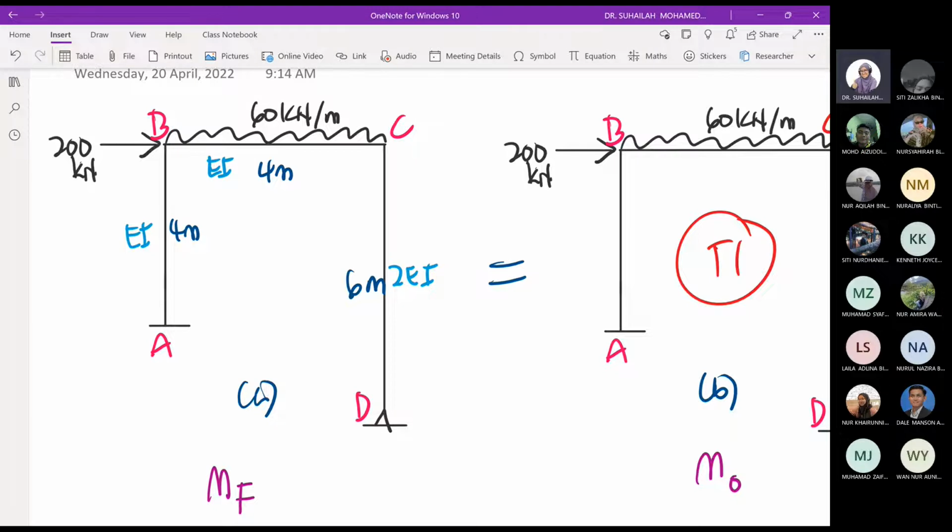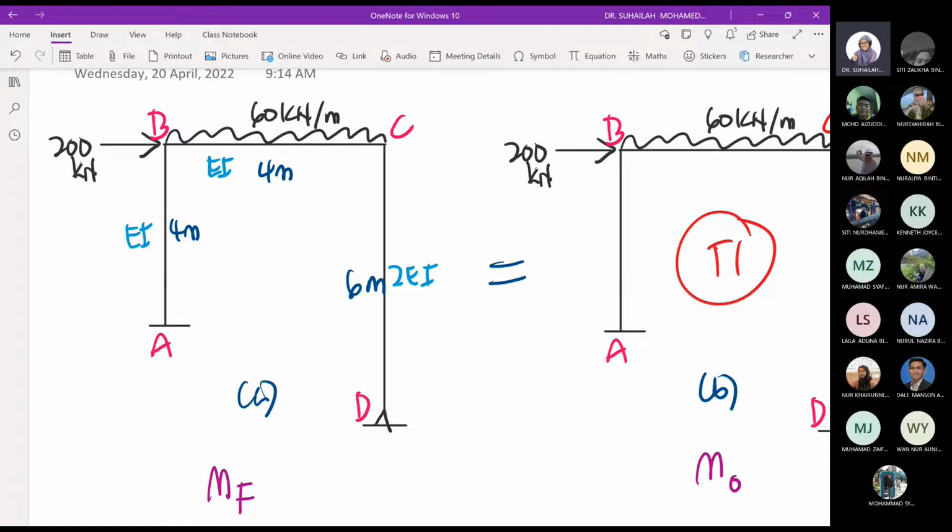Frame also can have support settlement, but because the analysis is similar to beam with support settlement, we skip that one. You can apply support settlement in frame also, but in that case, it is a frame without sidesway. Frame without sidesway can have support settlement. And this one is a frame with sidesway. How do we know that this is a sidesway frame? Because of the geometry and because the frame is unrestrained.